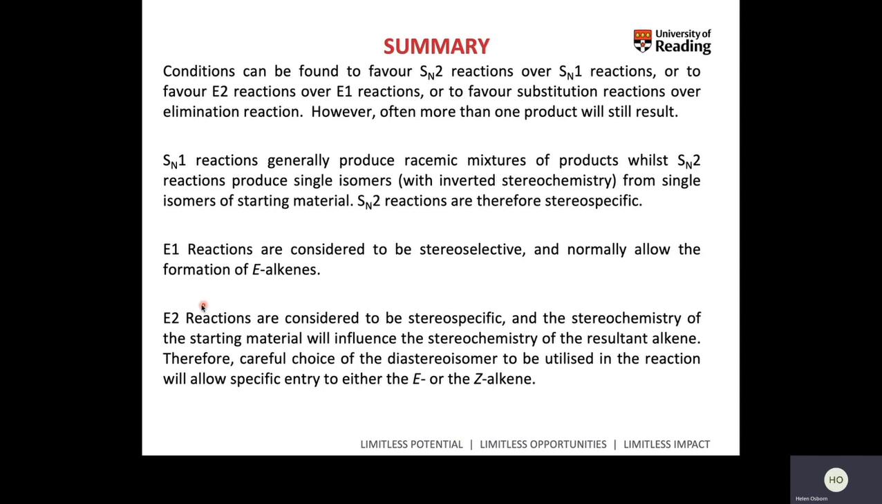We've also looked at the stereochemistry of the E2 reactions. That's where we first introduced that definition, stereospecific. And so we've seen there, based on that definition, that the stereochemistry of the starting material will influence the stereochemistry of our product alkene. And therefore, if we choose one particular diastereoisomer, we should be able to direct whether we form the E or the Z alkene. And we looked at some specific examples for that.